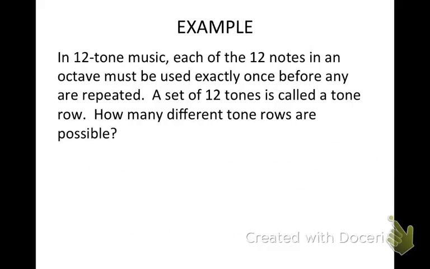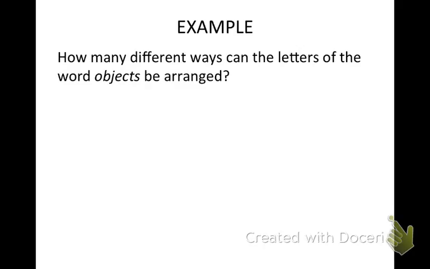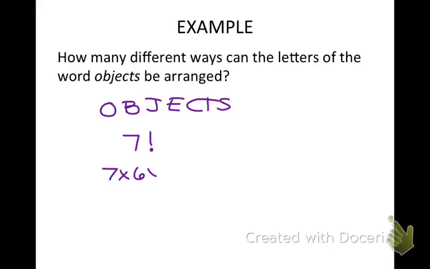Okay. So, what would we get if we rearrange the letters of the word objects? How many different ways can the letters of the word objects be arranged? Are there any repeated letters? No. So how many letters are there? So 7 factorial. 7 times 6 times 5 times 4 times 3 times 2 times 1. What is that?